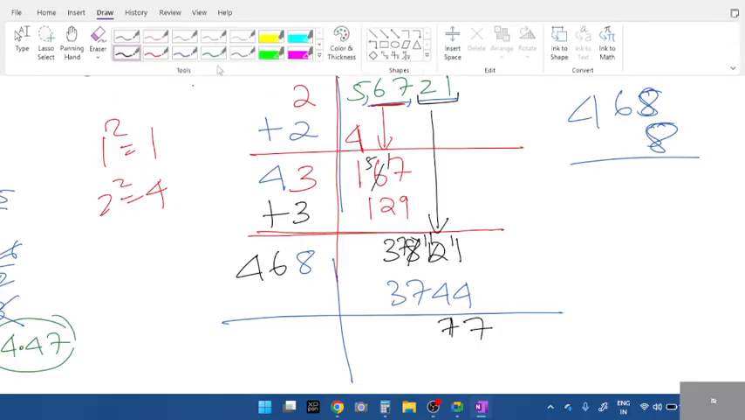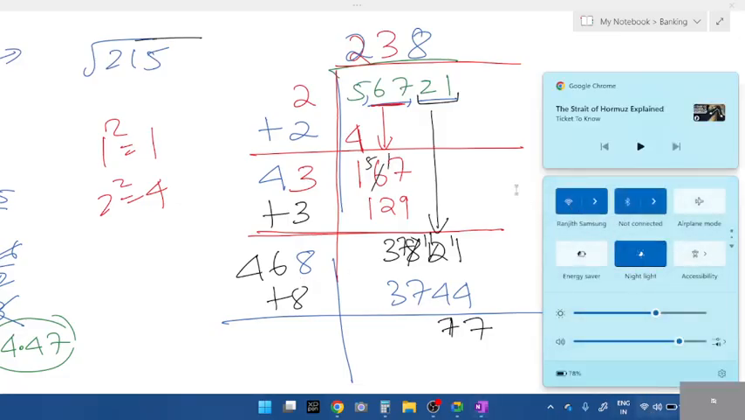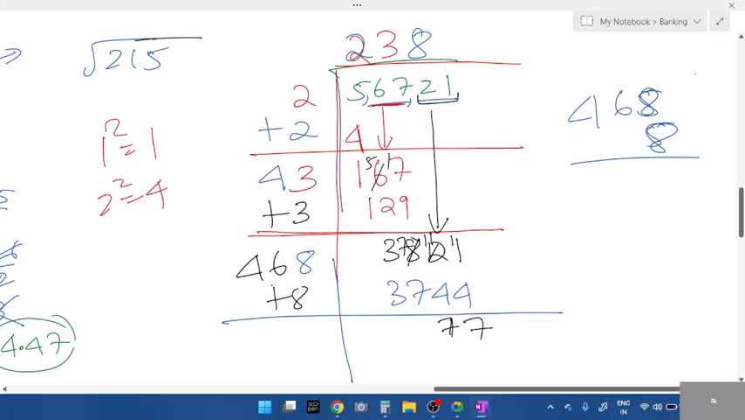We don't have. What is the new quotient we got? New quotient 8. What should I write? Let's see. Just a minute, there is a power cut. Okay, plus 8. What is the value, students? 468 plus 8. 8, 8, 16.